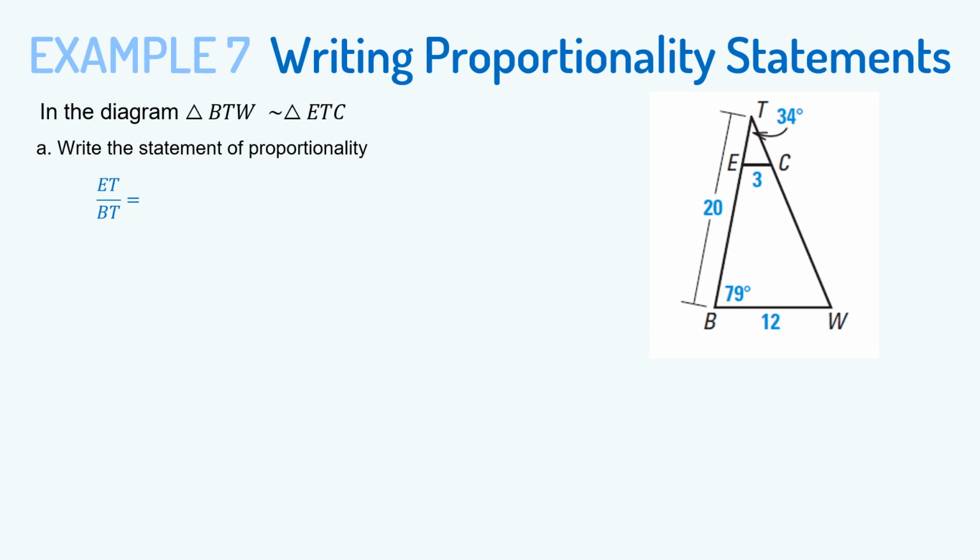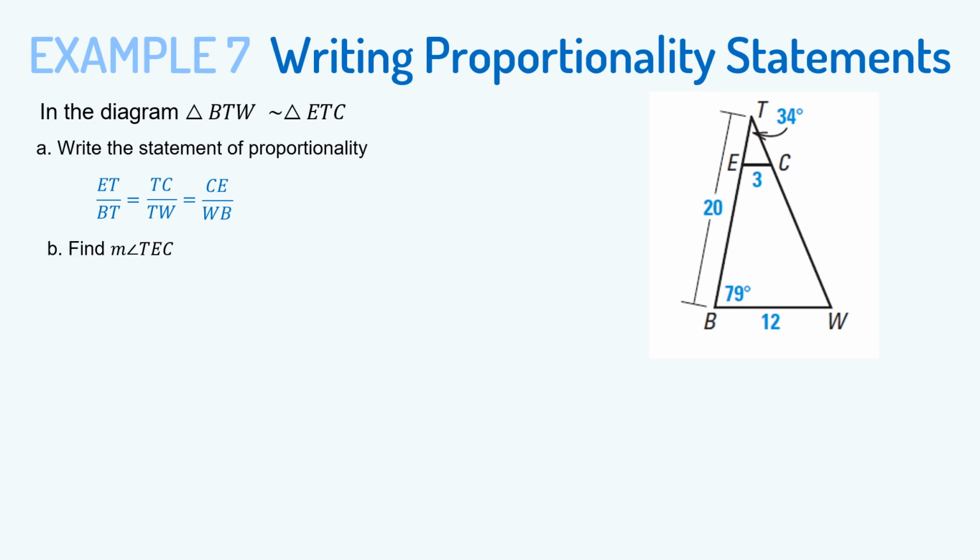And I need to find three ratios of corresponding sides. Also, I notice that this must be equal, because the triangles are similar, to the ratio formed by the sides TC and TW. So we already have two pairs of corresponding sides, and we need to find a third pair of sides. And the third pair of corresponding sides are CE and WB. So these two sides make up a ratio. And these three ratios, since the triangles are similar, must be equal. So this is the statement of proportionality.